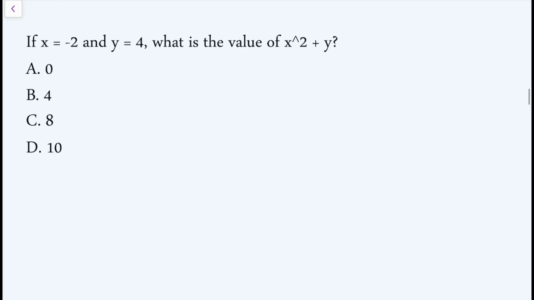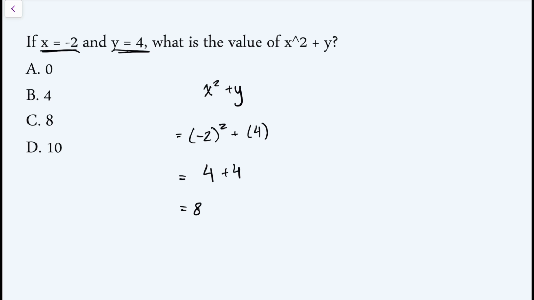Okay, if x is equal to negative 2 and y is equal to 4, what is the value of x squared plus y? Well, x squared plus y, again, think of x and y being placeholders for these actual numbers. So we just plug in negative 2 for x. Please remember that it's important to add all these numbers in brackets. They will save you from making small mistakes in other more complicated problems. Negative 2 squared is 4, and then plus 4 is equal to 8.